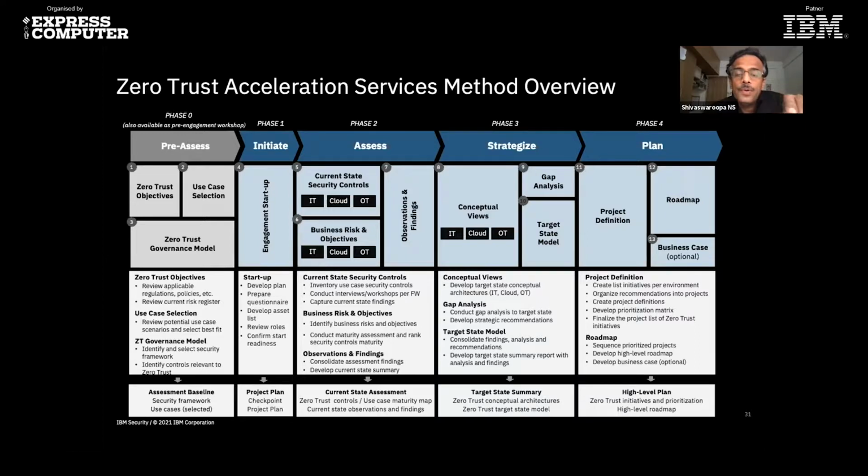Then we create the project definition for you, help you create a prioritization matrix, and then help you create the roadmap to execute based on the prioritization that has been created. So this is a summary of the acceleration services that we bring to the table for those customers who are a little ahead on their zero trust journey, but need help to align it back to changing business demands and accelerate their journey to meet the growing demands. Today, I think pace is a big issue, so that is where I think this makes a lot of difference to our customers.